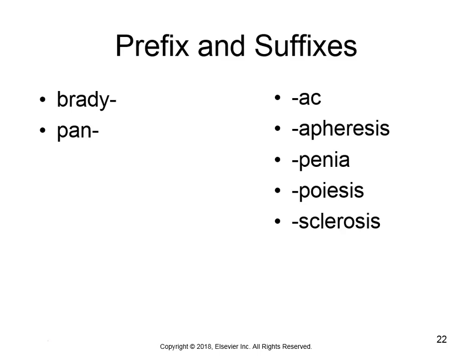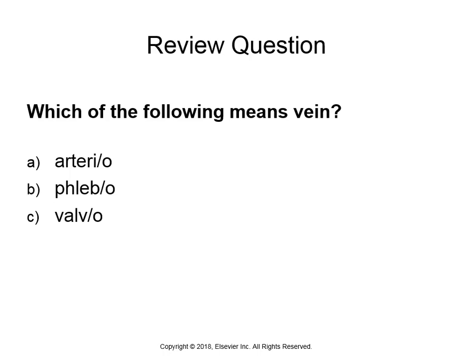And then sclerosis, I believe we've seen before, means a hardening. So when we had the ear, we had otosclerosis for a hardening of that part of the ear. In this case, we're probably going to have atherosclerosis for hardening of maybe the arteries or plaques around that. So which one of these means vein? Arterio means artery, phlebo means vein, and valvo means valve.